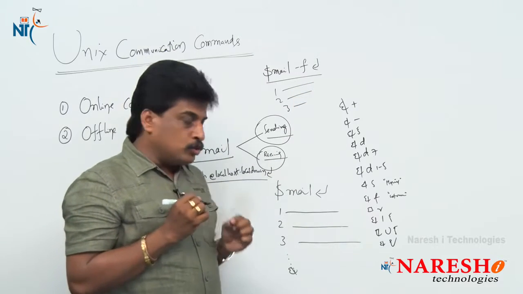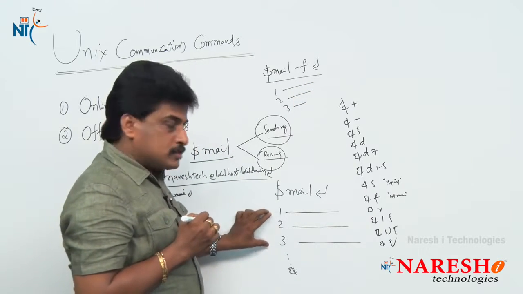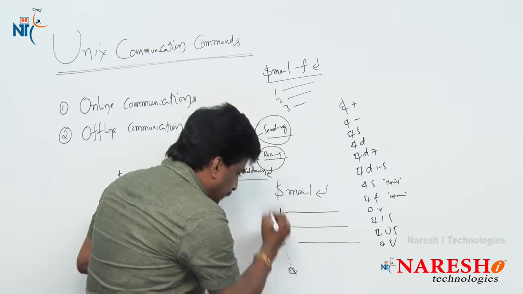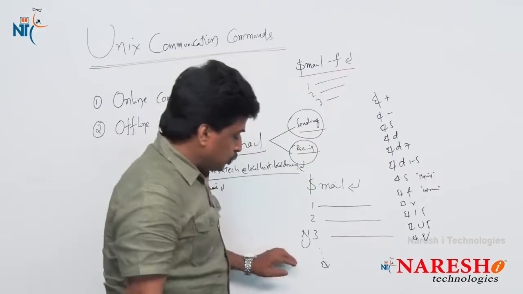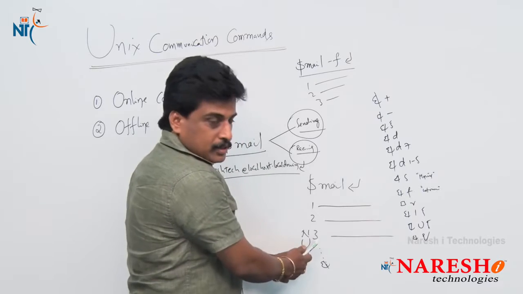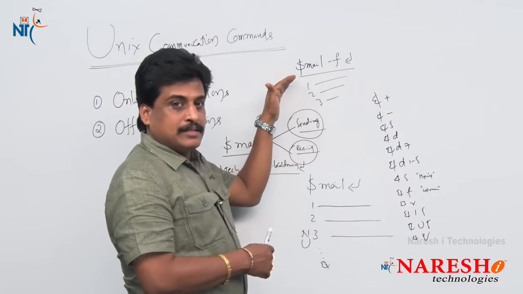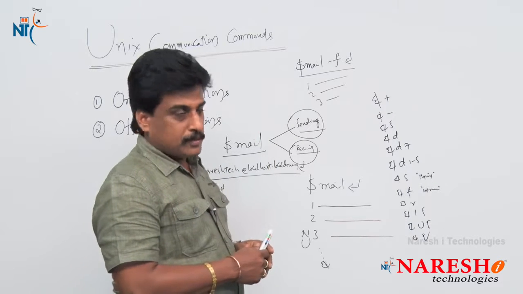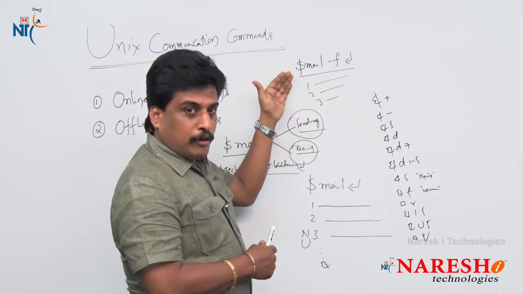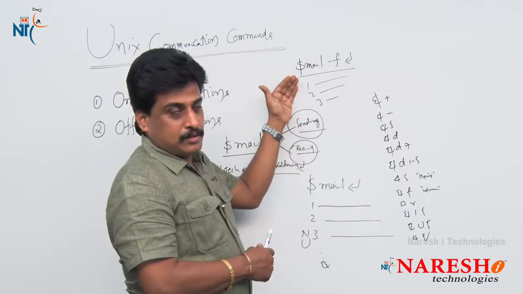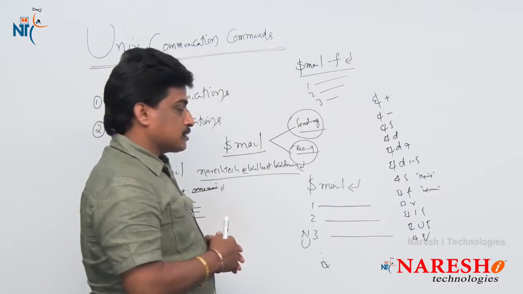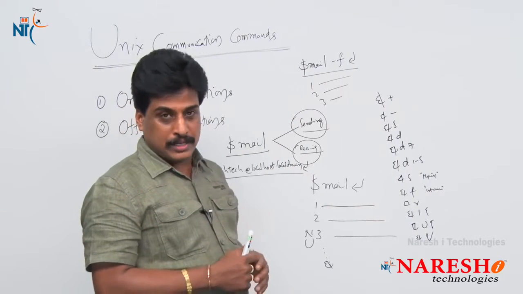But here you want to know another point also. Sometimes it gives a capital N. N means new mail. U represents unread. So mail -f, already explained to you very clearly, is the secondary inbox. So this is about your offline communications. Offline communications, the alias name is one-way communications.